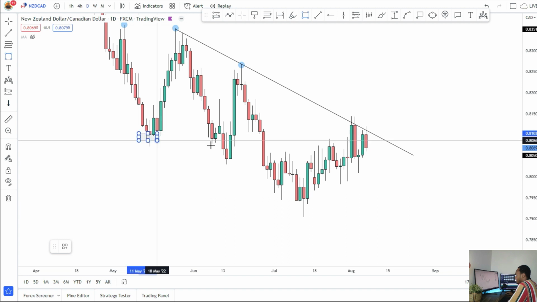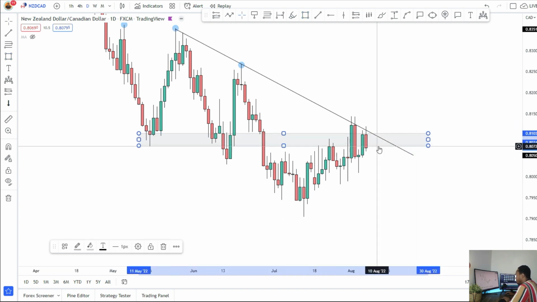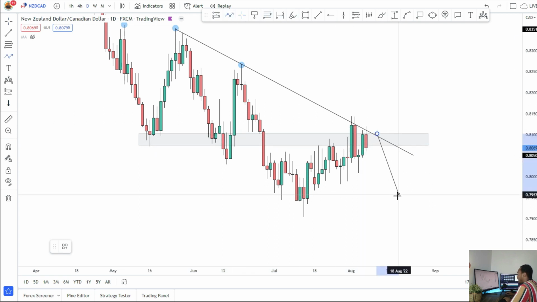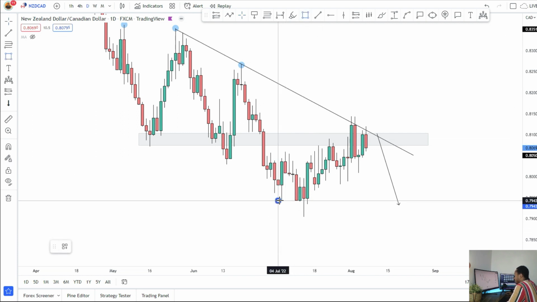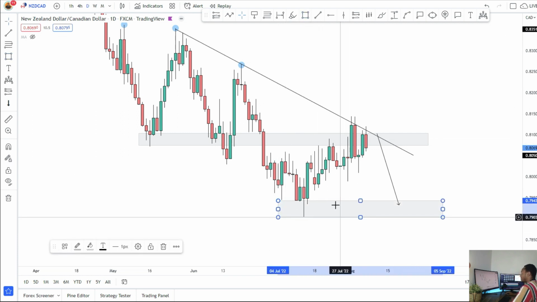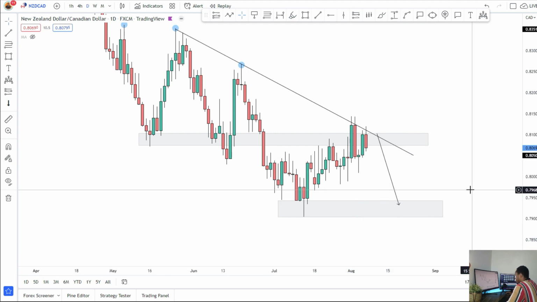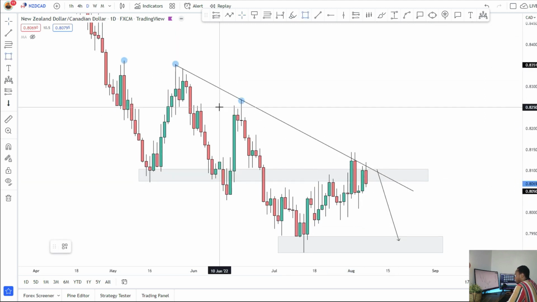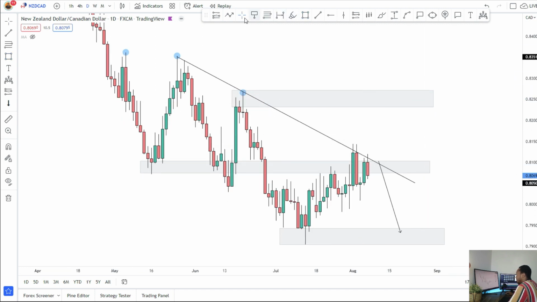We do also have this broken support, turned resistance here as well at 0.81. So for NZD/CAD, as long as we can hold this area, looking for a drive to the downside, back down to lows, into this zone. We don't necessarily have to look for the pinpoint of the wick. This zone will do, around 0.79432. If we break above this, then we probably will see a move back to that previous swing high. So either way, we can look to buy and sell the market.